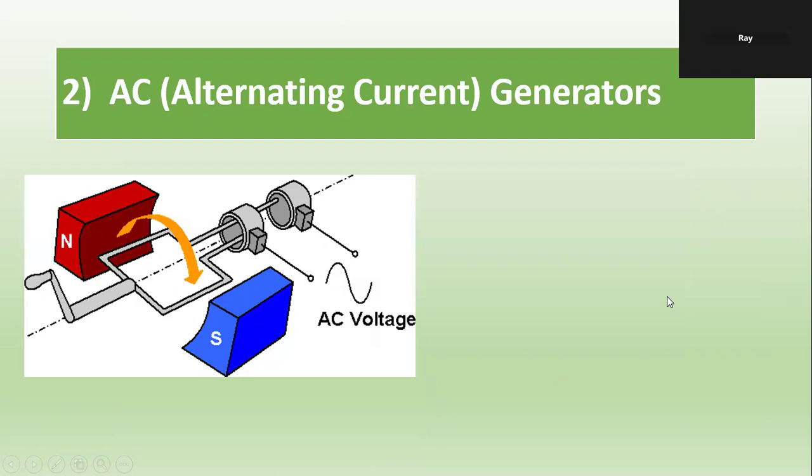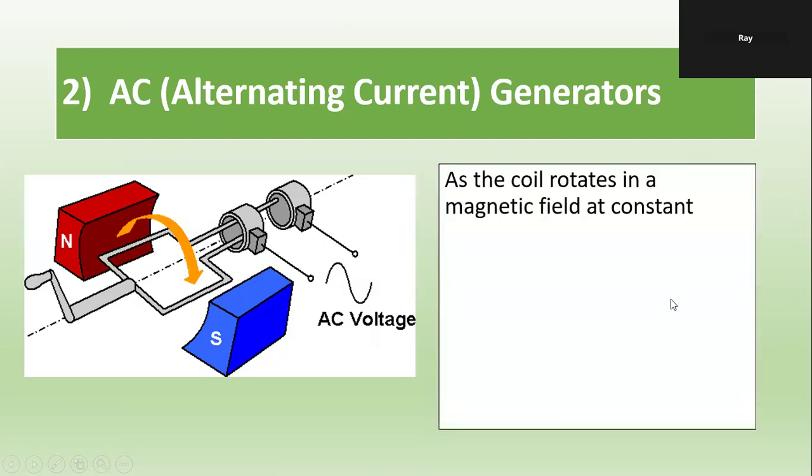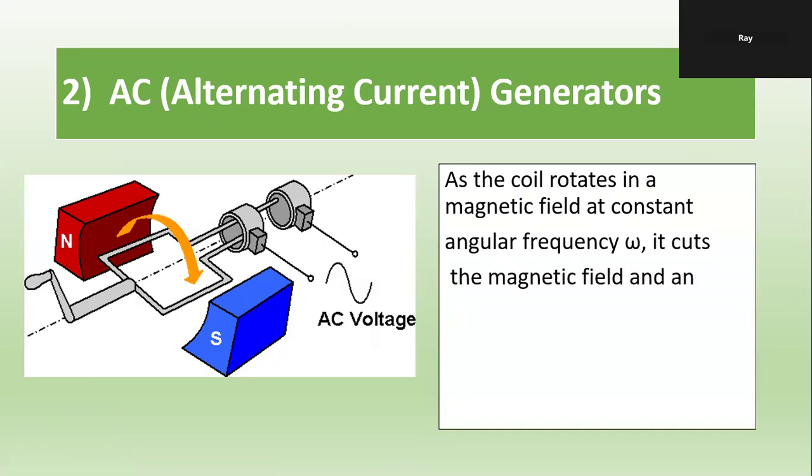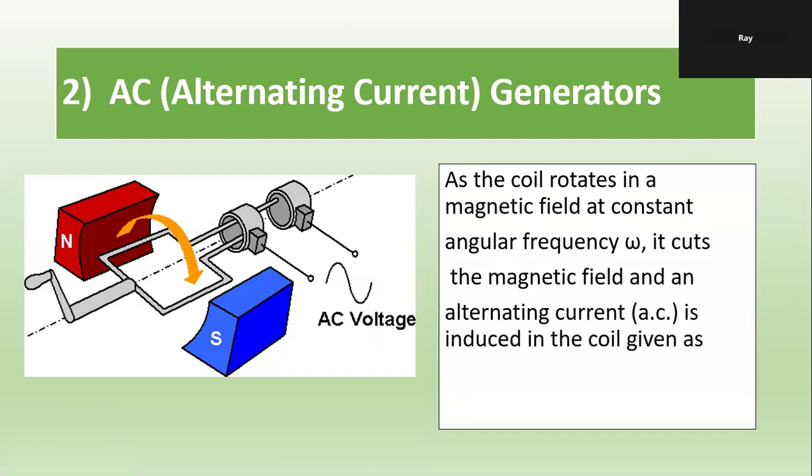AC current generators. As the coil rotates in the magnetic field at constant angular frequency omega, it cuts the magnetic field and an alternating current is induced in the coil, given as I equals I naught sin omega t. Some books will use small i to show it's alternating current, but your syllabus doesn't require it. You can put capital I if you want to.